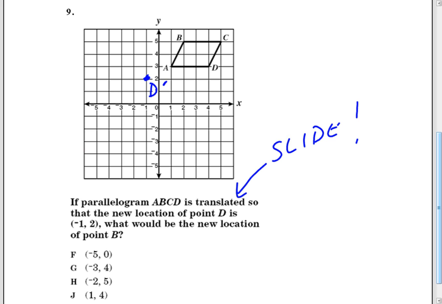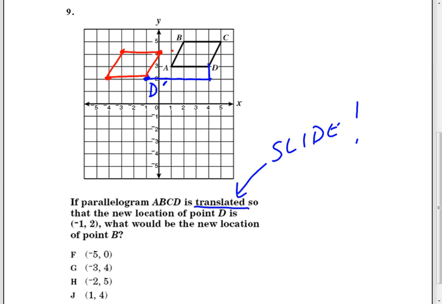D prime. Everything else gets translated in the same manner. So how do I get from D to D prime? Down 1, 2, 3, 4, 5. Do that with all the rest. So my new figure would be there.